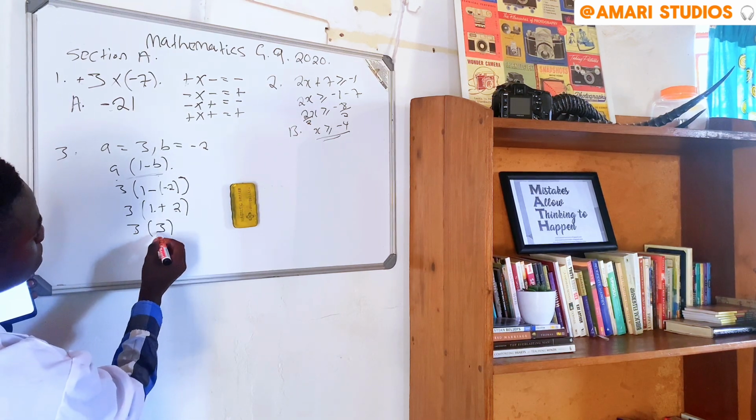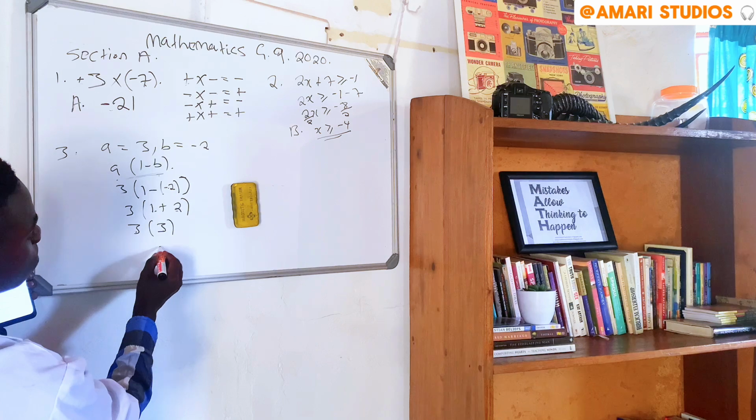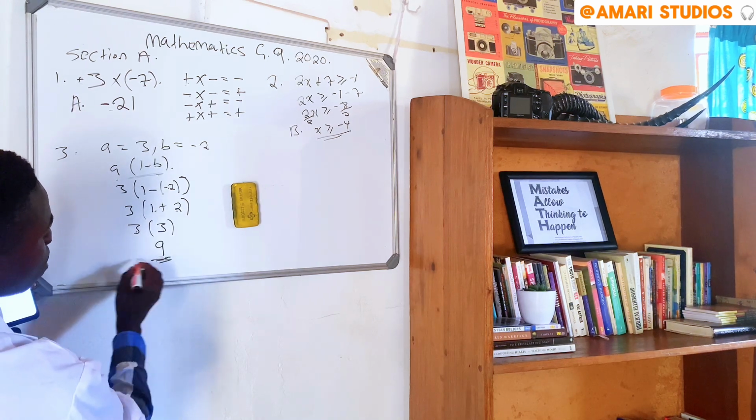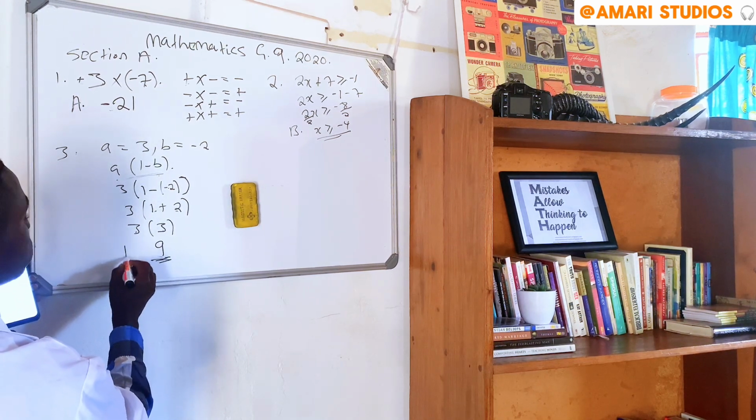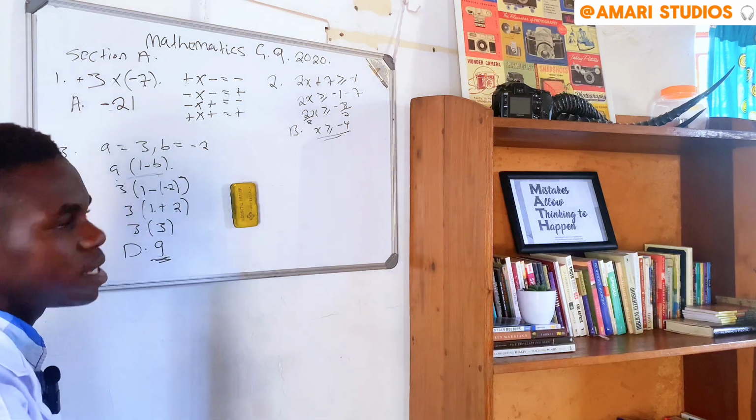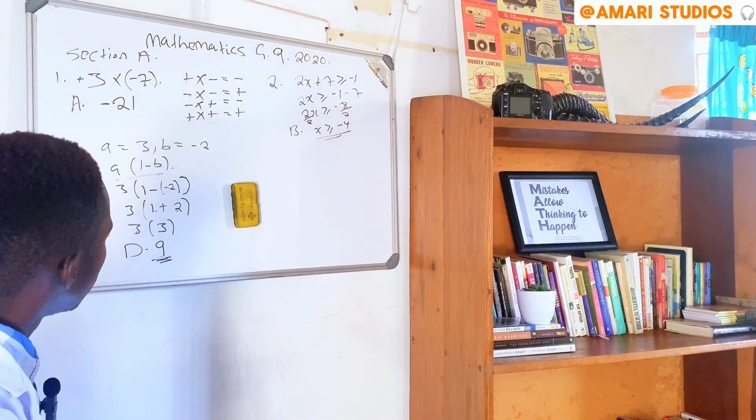1 plus 2 is 3. Then 3 multiplied by 3 is 9. Then according to our question, the answer here was supposed to be D. So bear with me on that one.